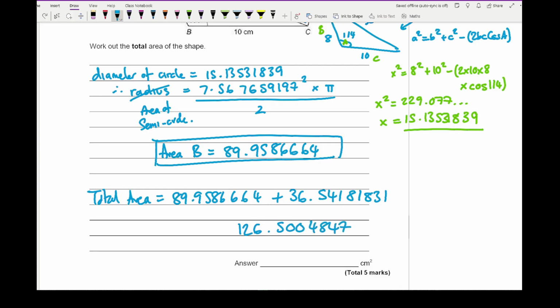and I get an answer of 126.5004847. So I'm going to write this answer as 126.5, and that's to 1 decimal place. Now if your answer is slightly different, if you rounded the area of A, rounded the answer of B, but you still added it together, you should still get full marks. As long as you've added with some degree of accuracy, then that will be absolutely fine.